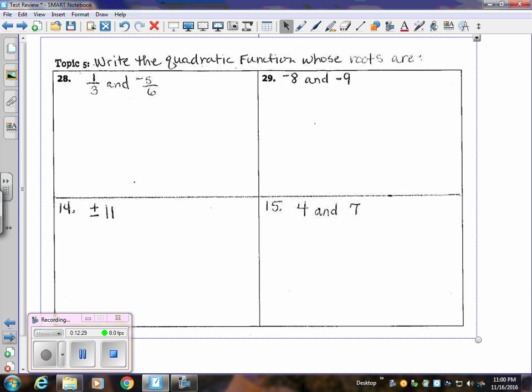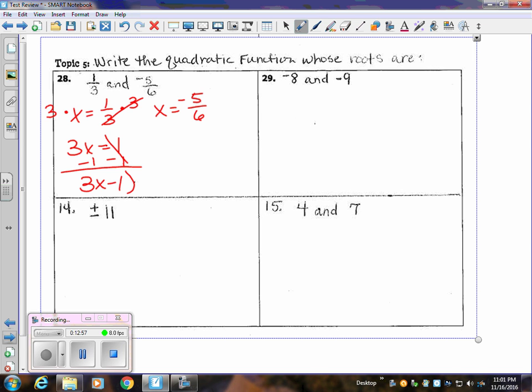Next are the quadratic functions whose roots are given. Now this would be for 4th period and 1st period. Remember, we're going backwards. So they're telling me x is 1/3 and x is negative 5/6. I've got to undo this. So I'm going to first multiply by 3. So now I've got 3x equals 1. Now I've got to subtract 1 because I'm bringing it back. 3x minus 1 equals my 0.